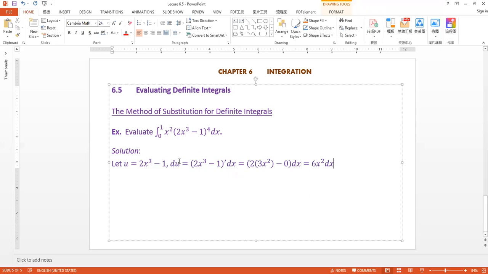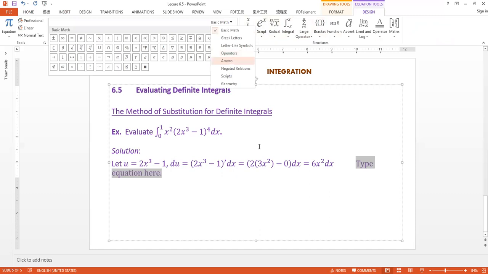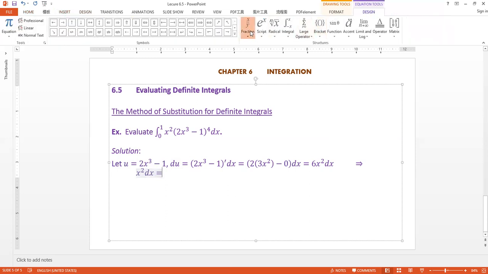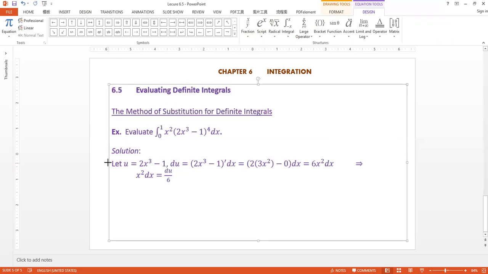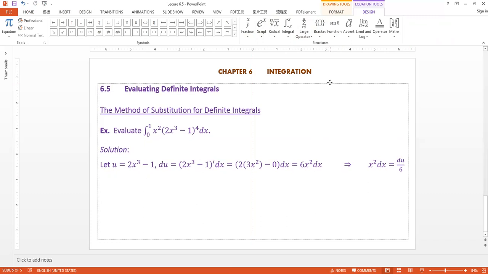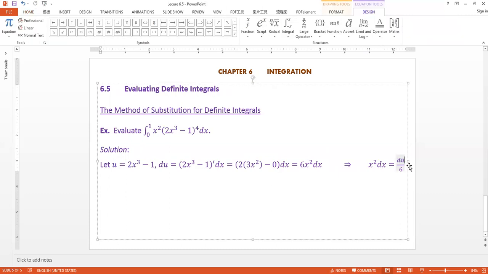Looking at this equation, we get du equals 6x squared dx. One thing we can do now is divide by 6 on both sides, and we have a reason for doing that, as you will see later. So we get du over 6 equal to x squared dx. I just divided by 6 on both sides and wrote x squared dx on the left and du over 6 on the right. We just switch left and right, which doesn't change anything.